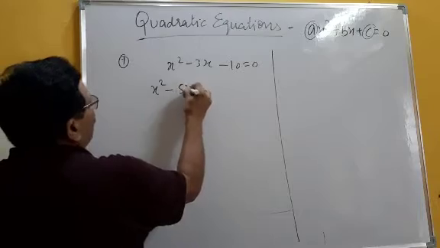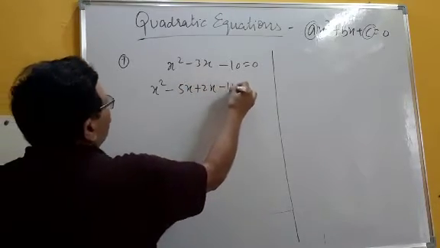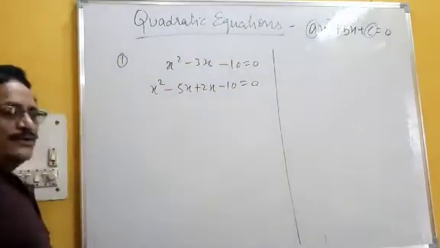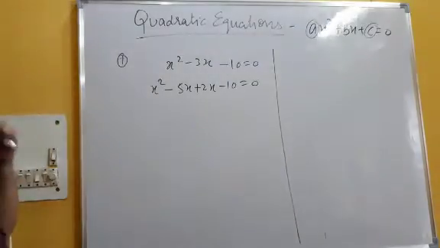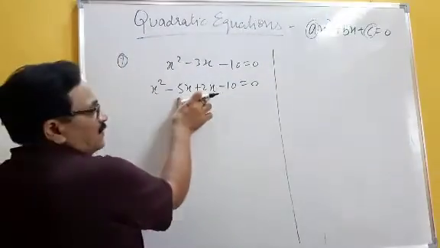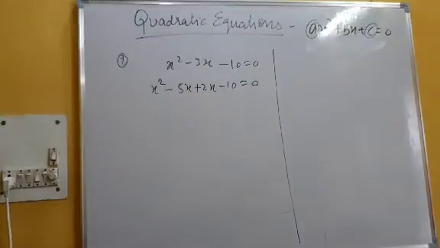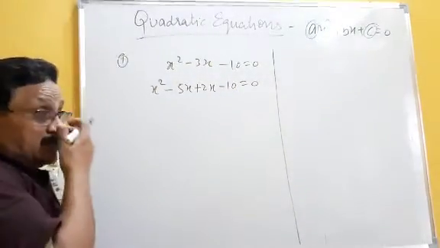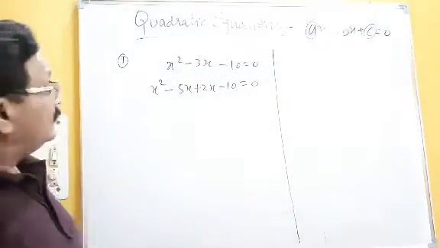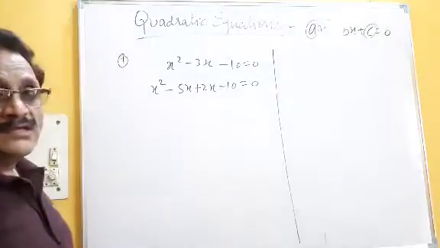x square minus 5x plus 2x minus 10 is equal to 0. Students, please keep in mind when you are getting this value, always check what sign is coming after addition and subtraction. Sometimes it's a common mistake. If by chance you have taken plus 5x minus 2x, your answer will be wrong, and depending on the teacher, they will either give you marks or not.